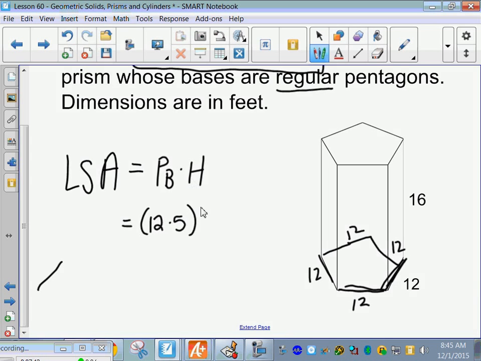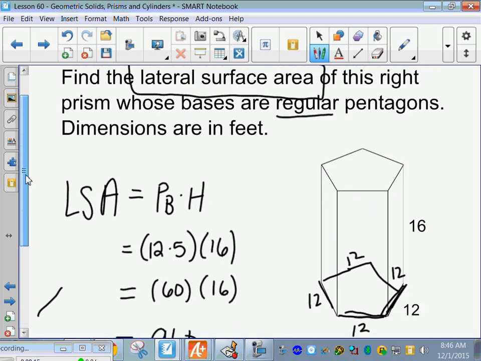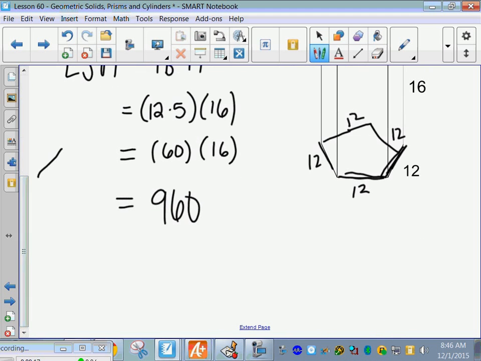And then we want to plug in the height of what? Good. What's 12 times 5, you guys? 60, times 16. You guys worked that one out. What'd you get? 960. Now, we did just find the lateral surface area. So I found the area of all the outside pieces, and it's just area. So area is always what? We're in feet, so feet squared.